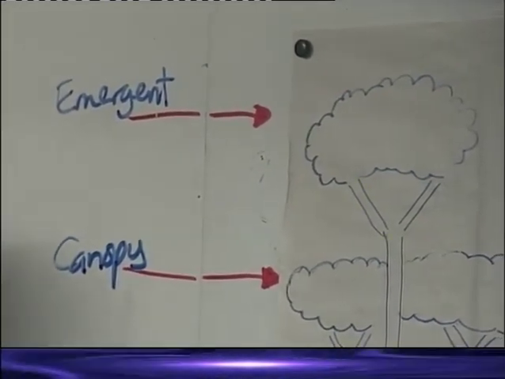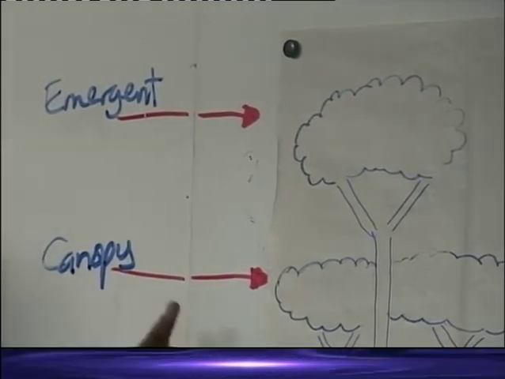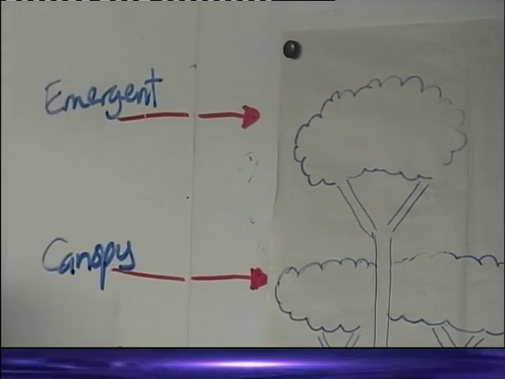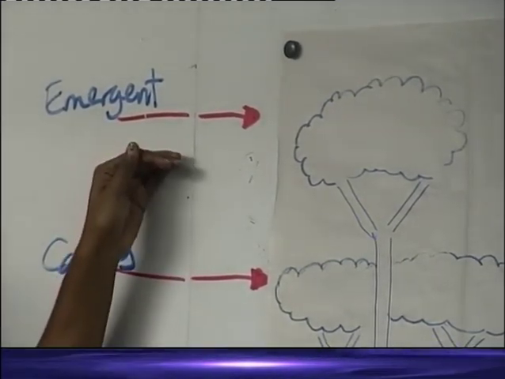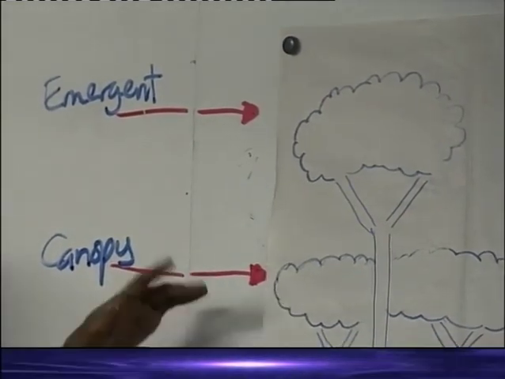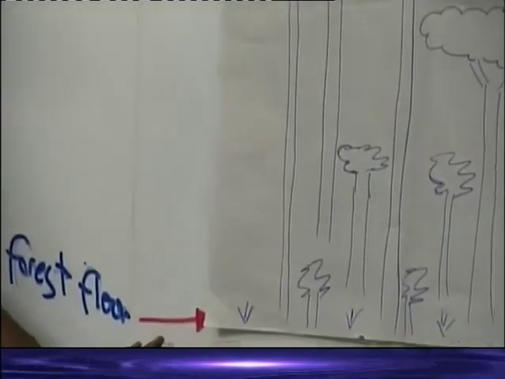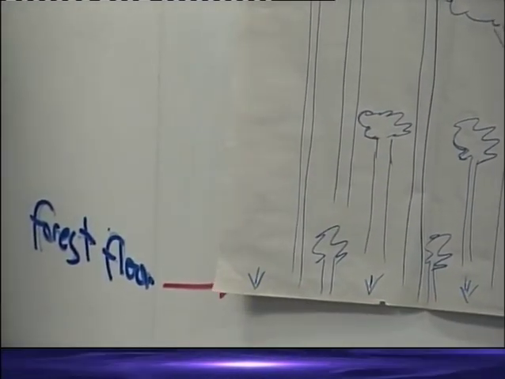Okay, so receiving students, 8Cs, make your correction here. So we have the emergent, canopy, upper story, shrub layer, and the forest floor. Okay.